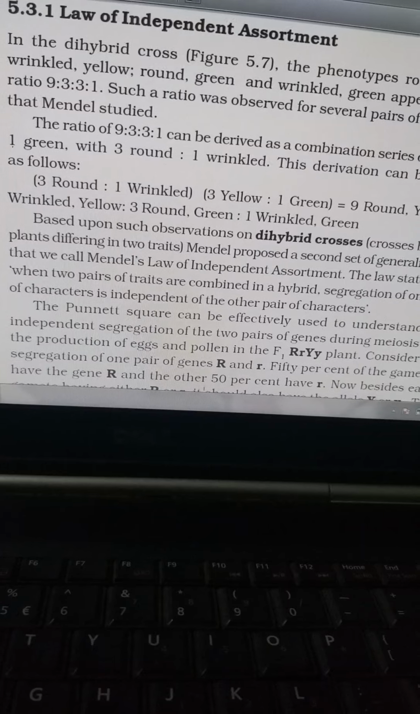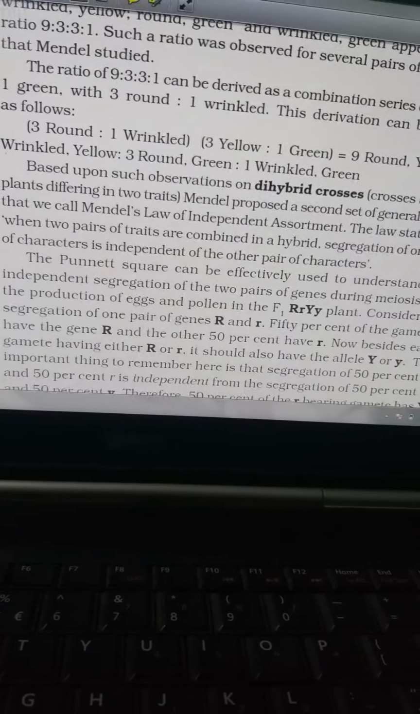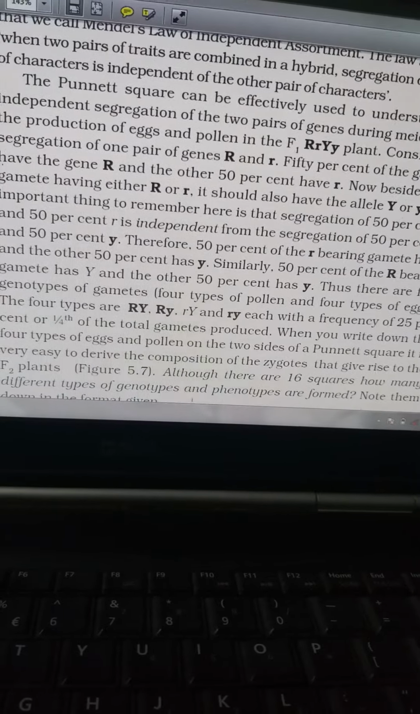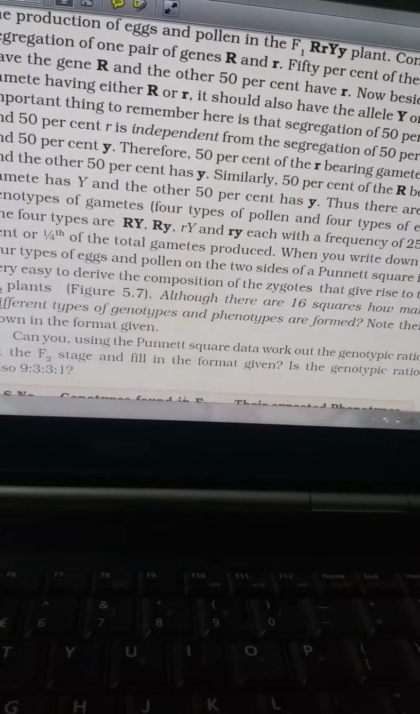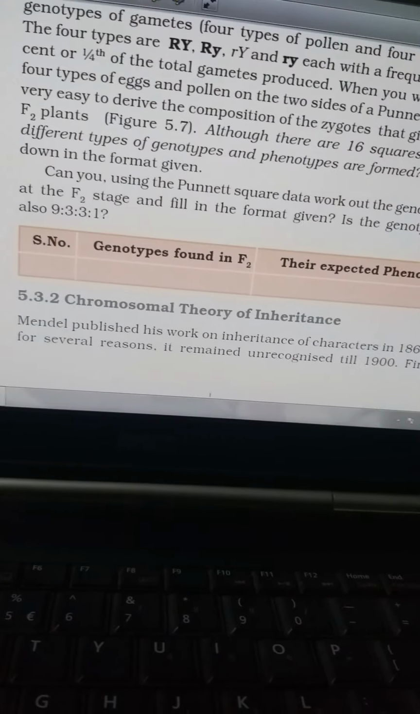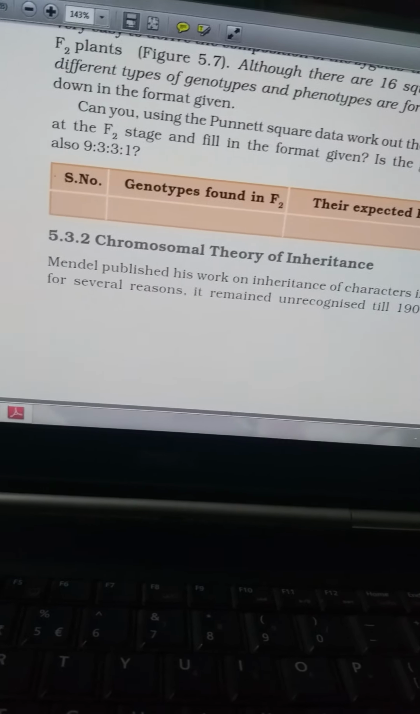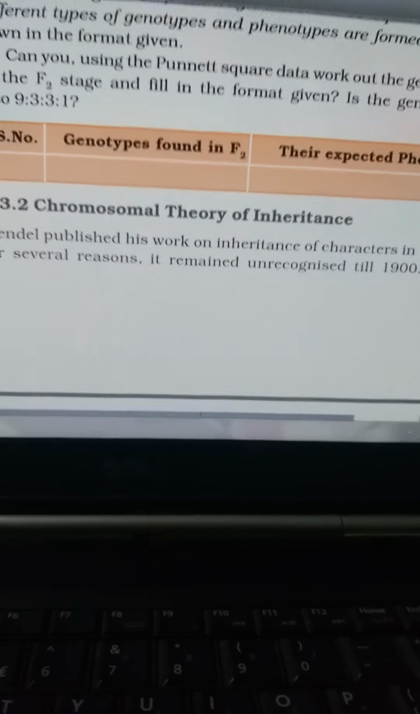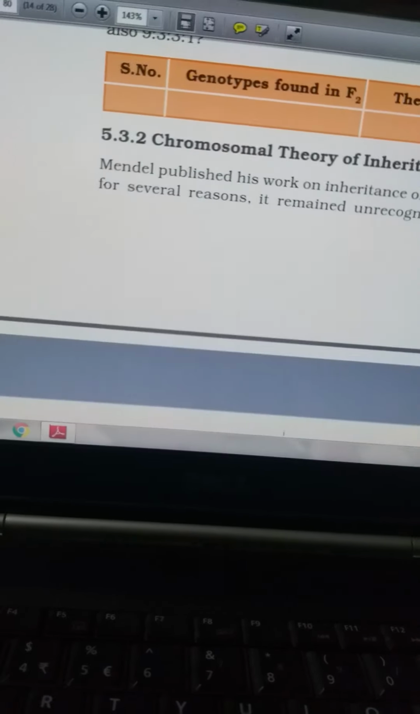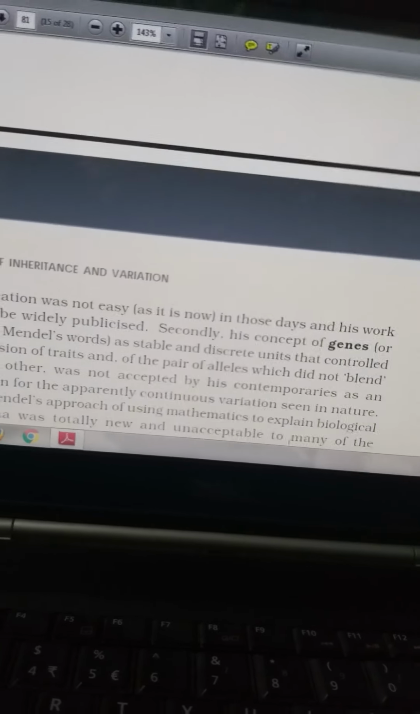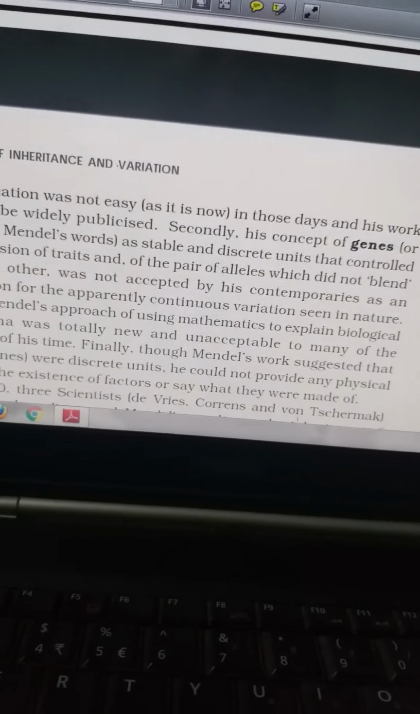So, dihybrid, they segregate, isn't it? Then independently assorted, that means one character that is inherited has no link with the others. Now we will be dealing with the chromosomal theory of inheritance. The basic concept is the gene.